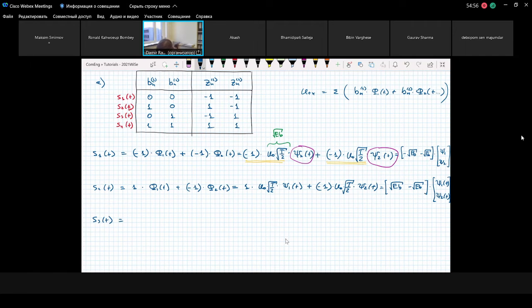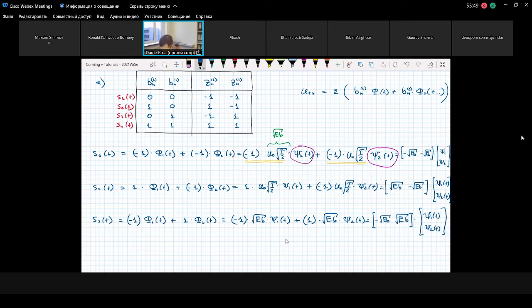Then I can write S3 of t. For it, we have minus 1 times the first basis function, first pulse shape, plus 1 times the second pulse shape function equals, and now writing in terms of EB, it will be minus 1 square root of EB times first basis function plus 1 times square root of EB second basis function, and we can write it as minus square root of EB, square root of EB times phi1 of t, phi2 of t, like this.